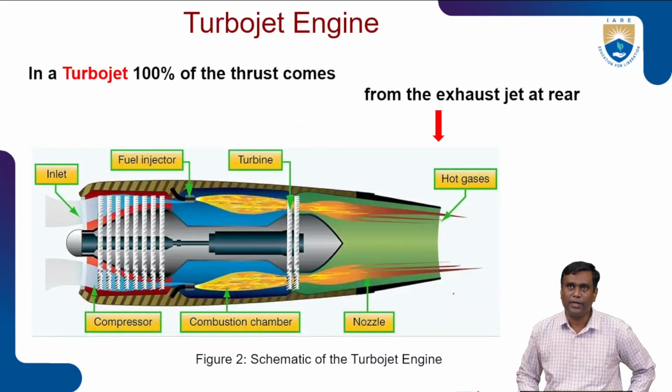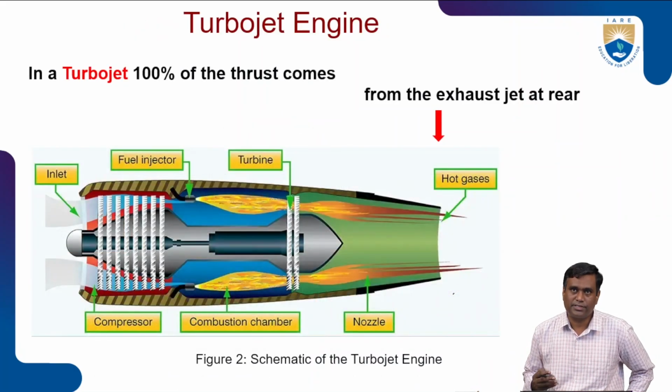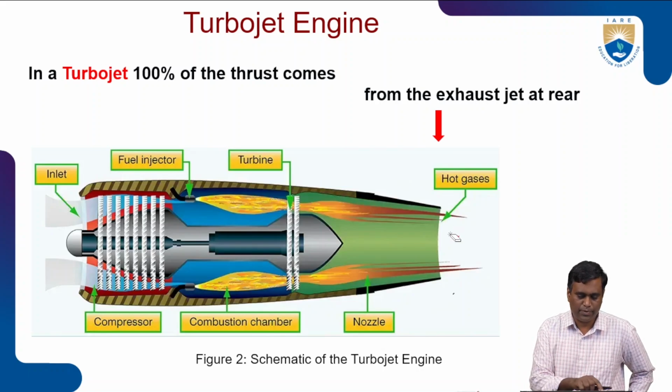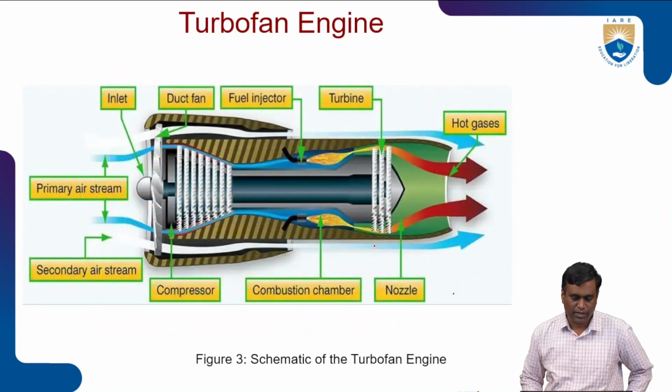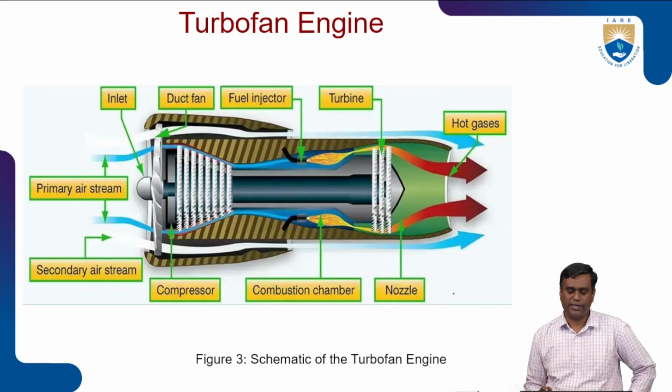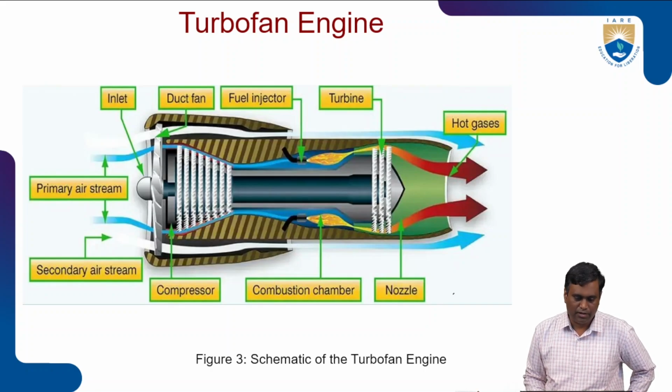In turbojet, 100% of thrust is generated from the exhaust. That's one important point to remember. The components are compressor, combustor, then turbine, and then nozzle. Then turbofan. We'll just rush through these slides before going to supersonic vehicles.